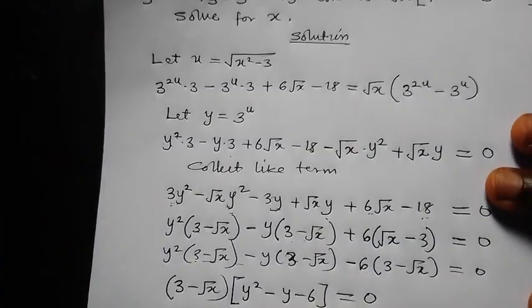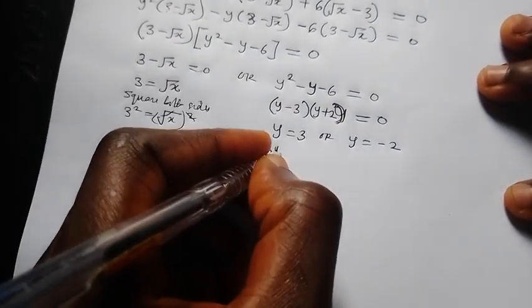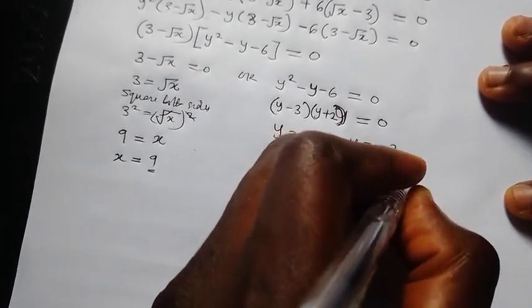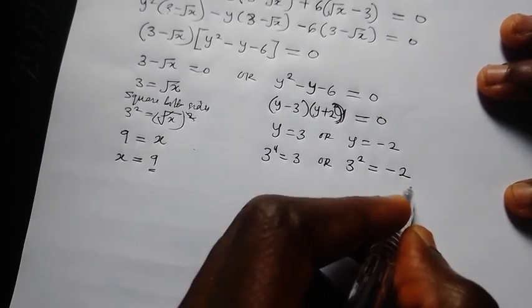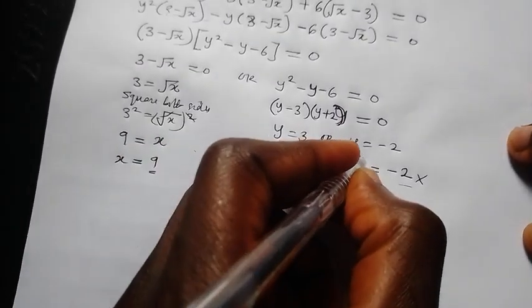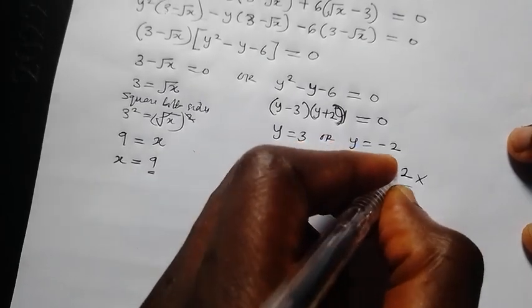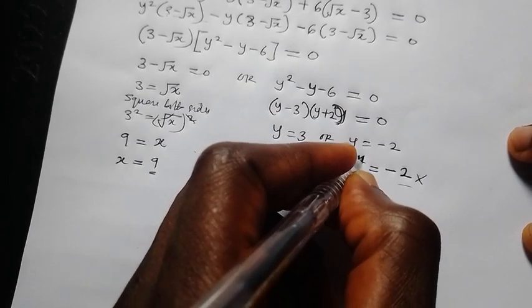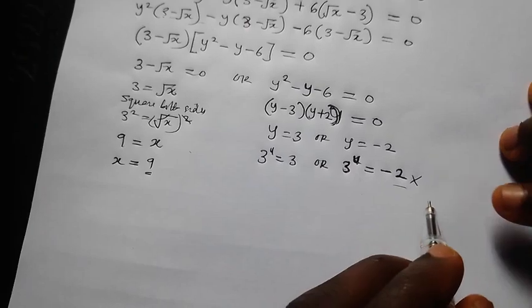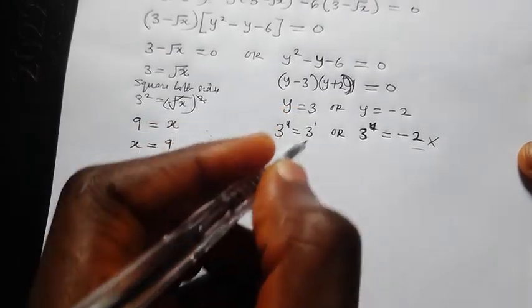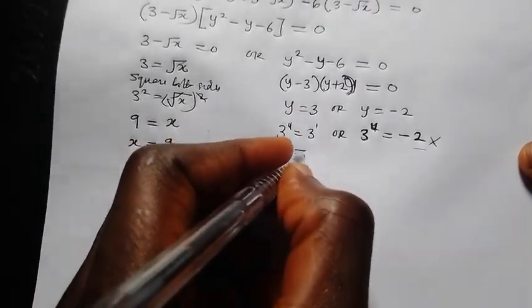Now, recall that we assumed y to be 3 raised to power u. So let's bring that back here. So we can say 3 raised to power u is equals to 3, or 3 raised to power u equals minus 2. Obviously, this cannot be the solution. Sorry, this is 3 raised to power u. We cannot be finding the power of u, that is, 3 to the power of u cannot be giving us a negative answer. So let's just strike this out. And from here, comparing both sides, this can be written as 3 raised to power 1. Then we can say u equals to 1.